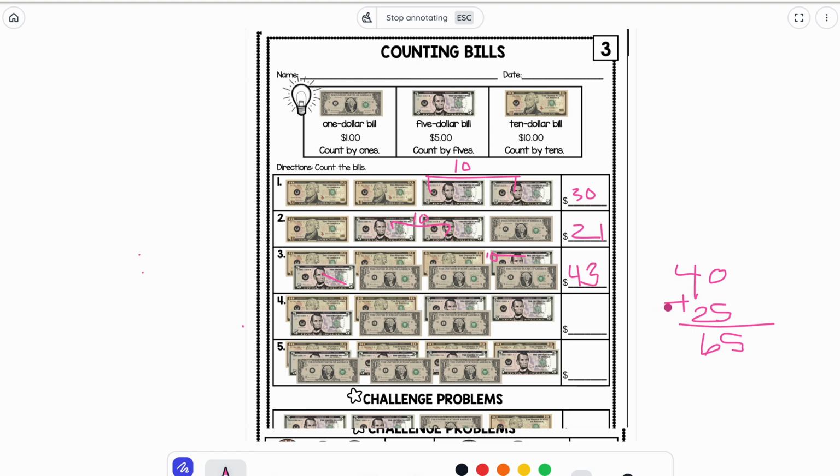43 bucks. Now let's take a look at this one. We've got 10, 10, 5, 5, 5, 1, and 1. Once again, these two 5s can make a 10. 10, 20, 30, 35, 36, 37. So if you can make them end in 10s, that will probably be the easiest way for you guys, okay? So let's gather that. Make sure you group them that way, and it's a little bit easier.